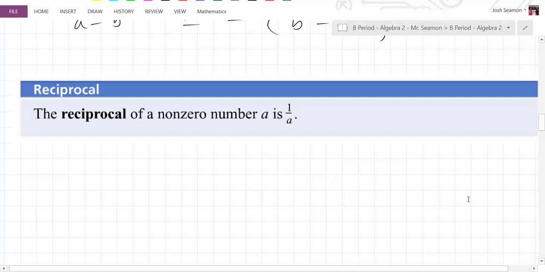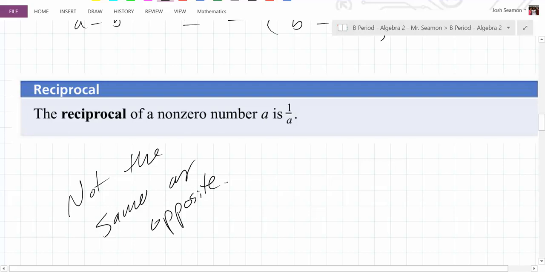Now, is reciprocal the same thing as opposite? No. Yeah, that's very important. Not the same as opposite. Sometimes you see them together because sometimes you need the opposite reciprocal. What's the opposite of a? Negative a. What's the reciprocal of a? 1 over a. The opposite reciprocal of a? Negative 1 over a. You'll see that you need opposite reciprocals, but the key here is just to make sure you don't do both unless you need to.